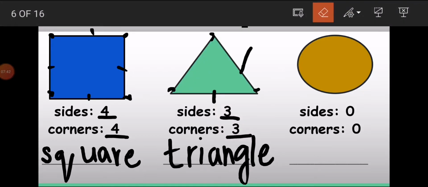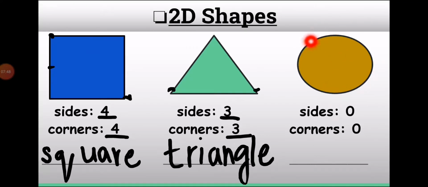Now look at the next shape here. I know you know that shape. It's very simple. It's a simple curve or rounded shape. It has no sides, no corners, but it has a flat surface or a flat face. This is a circle. A circle is a round 2-dimensional shape. All points on the edge of the circle are at the same distance from the center.